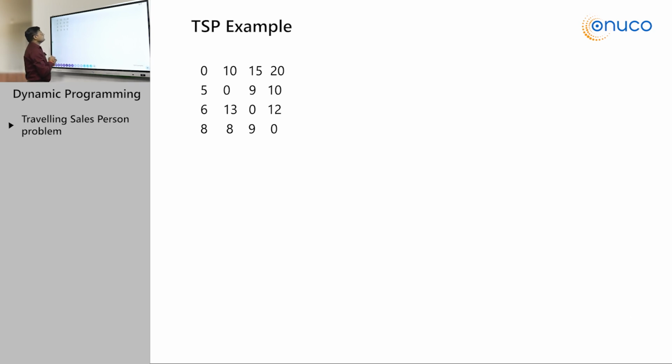Let us see this. This is the example. How many vertices do we have? 4 vertices, right? So here we have 1, we have 2, we have 3 and we have 4. If you represent this with vertex numbers 1, 2, 3, 4, and here we have 1, 2, 3, 4, then we can say that 1 to 1 is 0, 1 to 2 is 10, 1 to 3 is 15, 1 to 4 is 20.